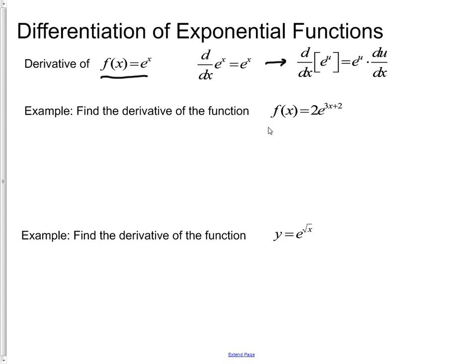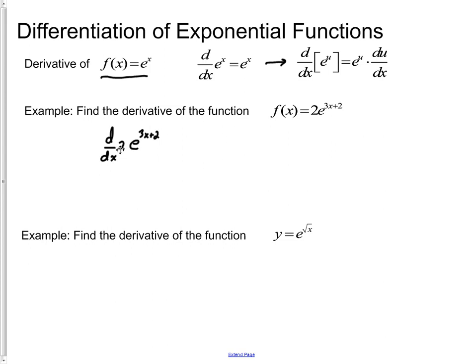In the first example, we want to try to find the derivative of f of x equals 2 times e to the 3x plus 2. So this is a case of this rule right here. We're taking e raised to an exponent that we can take a derivative of itself. It's a function of x. So going down the row right here, we're going to take the derivative with respect to x of 2 times e to the 3x plus 2 power.